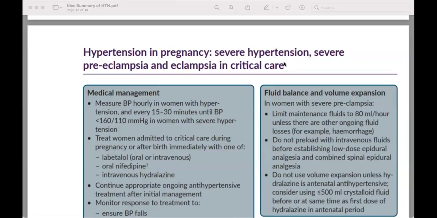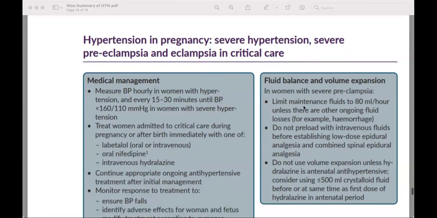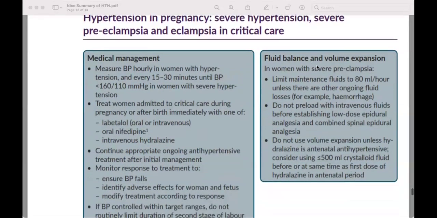Fluid balance and volume expansion. The fluid balance comes also in your exam. Remember, in severe preeclampsia, you need to balance between the pulmonary hypertension and the kidney injury, right? So don't overload the woman, otherwise you will cause a pulmonary edema for her.